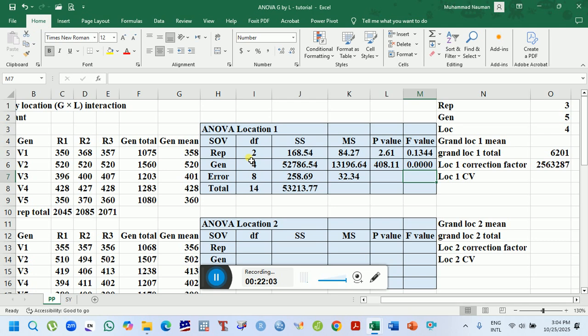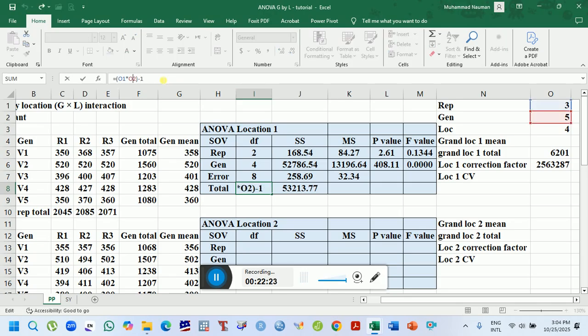And now we will copy. First we will check whether we placed the dollar sign correctly or not. Here it is missing. In total degree of freedom, place the dollar sign before and after the O, O alphabet, O2. O2 is the replication. Oh, sorry, genotypes.